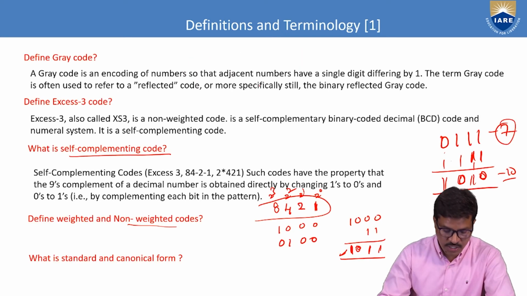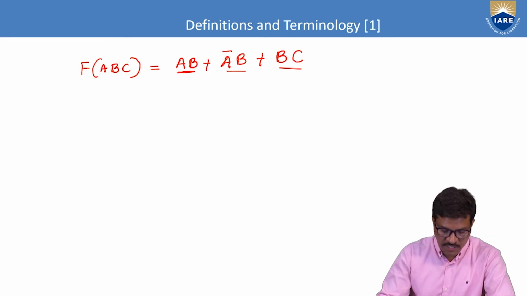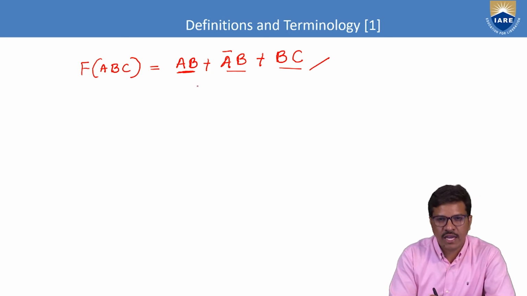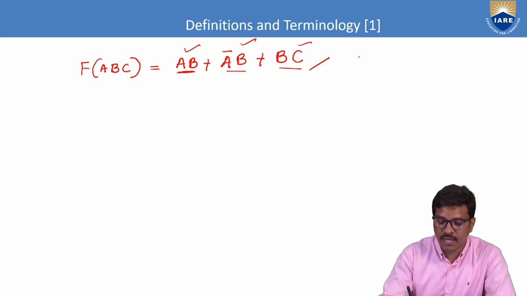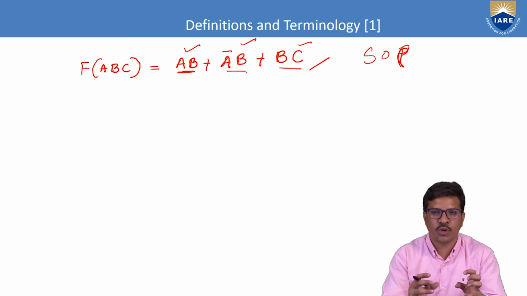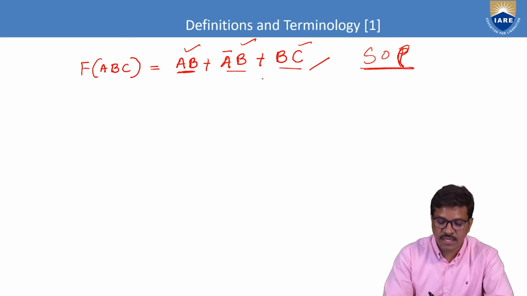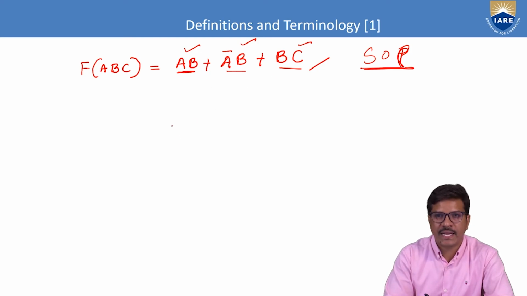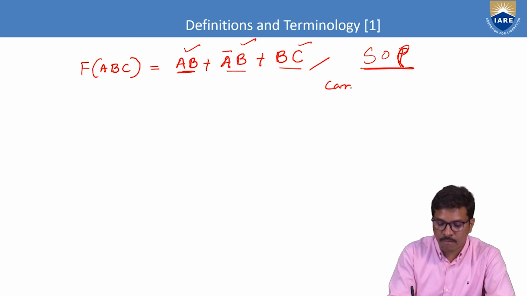Now our question is, what is the standard and canonical representation, or canonical form, of a Boolean function? If you have any given Boolean function, each term, sometimes we can also call it a sum of product expression. All product terms are summed together, so it is an SOP form. In this SOP form, each term is incomplete. So this is called basically canonical form.